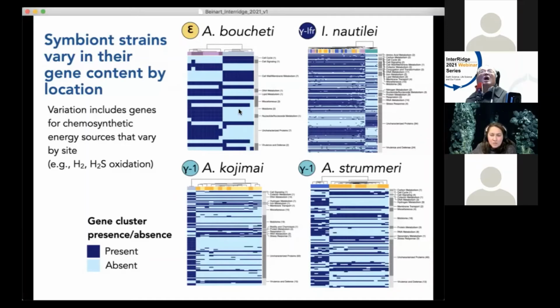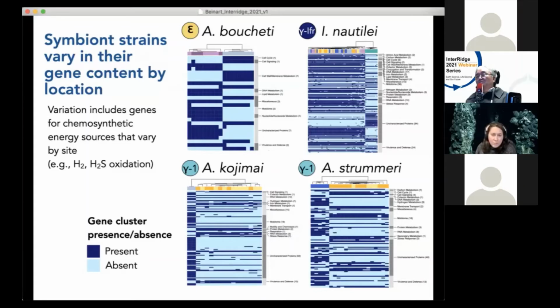So each of these columns is an individual snail. It's colored by the site that they came from. And then each of the rows is a different gene. And so if the gene is present, it's dark blue. If it's absent, it's light blue. And so you can see that there are many genes that are present in the strains from one site, but absent in the strains from another site. And a lot of this variation shows up in genes that are related to chemosynthesis, which is really interesting.